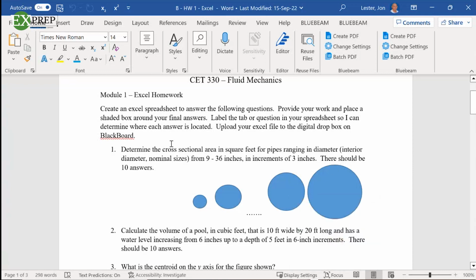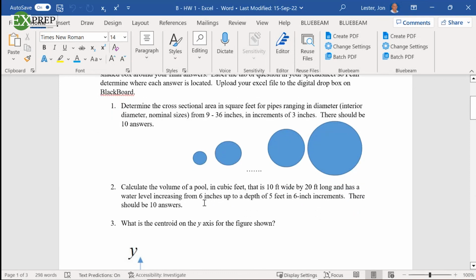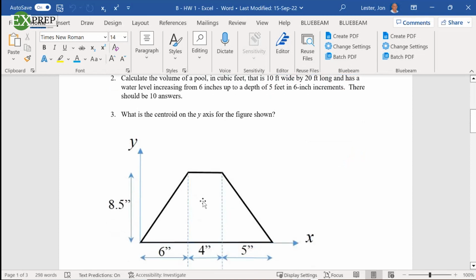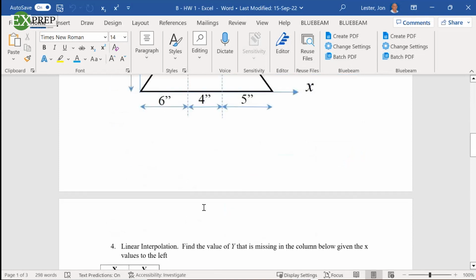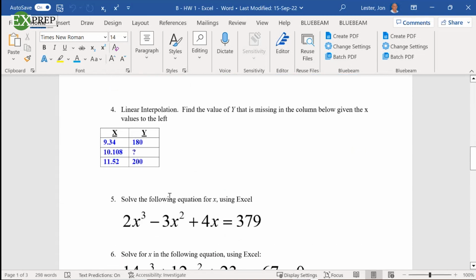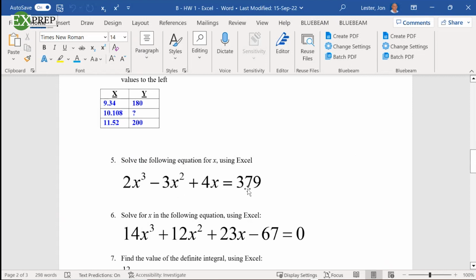I wanted them to calculate the diameter of a circle from 9 inches to 36 inches every 3 inches. Then I wanted them to calculate the volume of a pool, and something like calculating the centroid of a figure, doing linear interpolation, solving for the value of X. And a lot of people are like, well, I don't see a solve button. And so I had to walk them through how you do the goal seek.